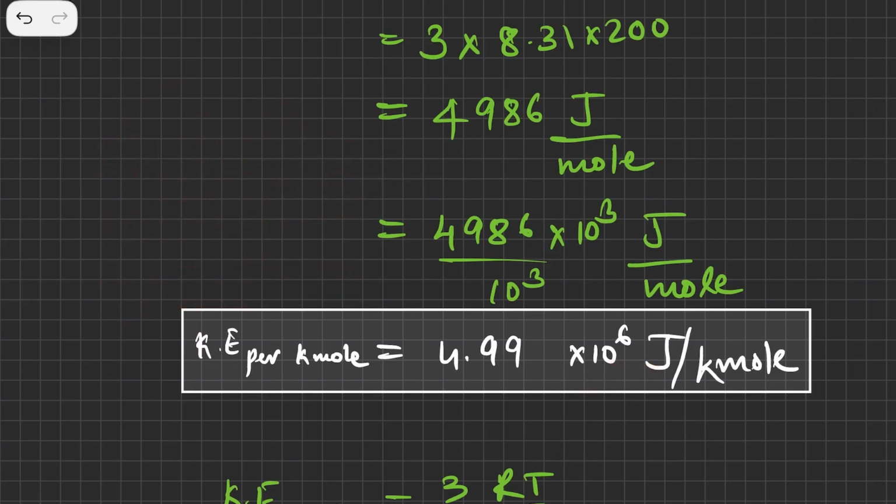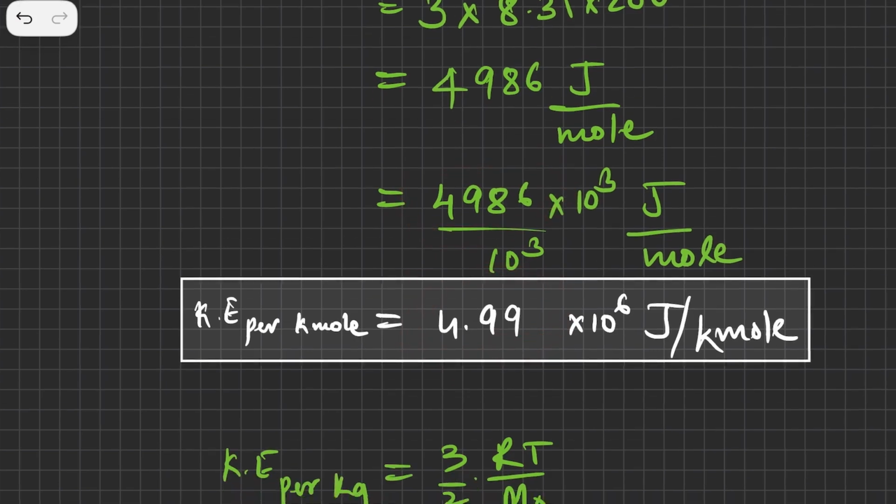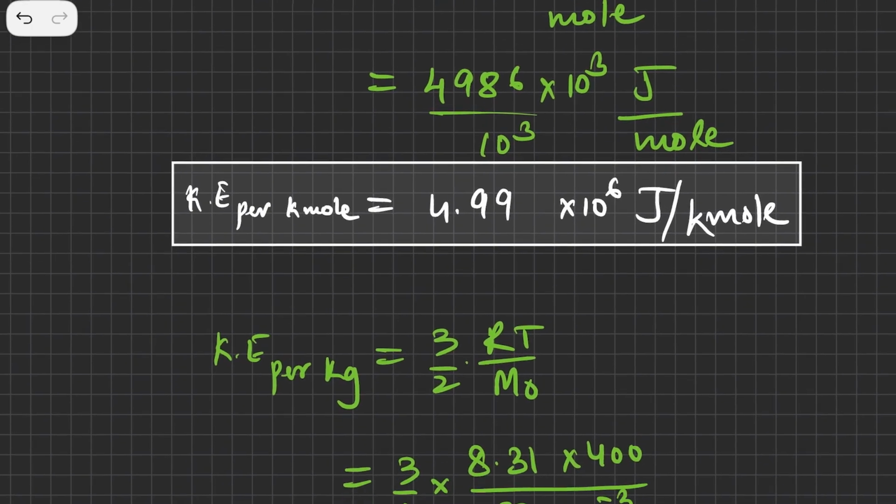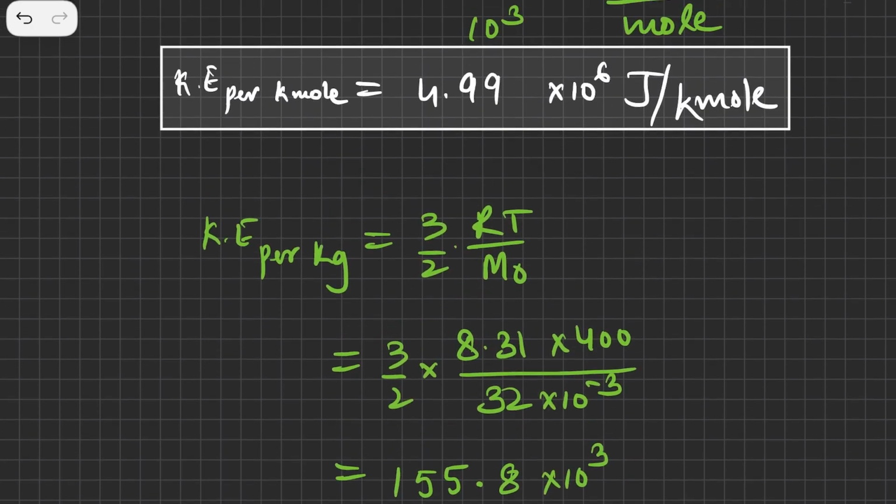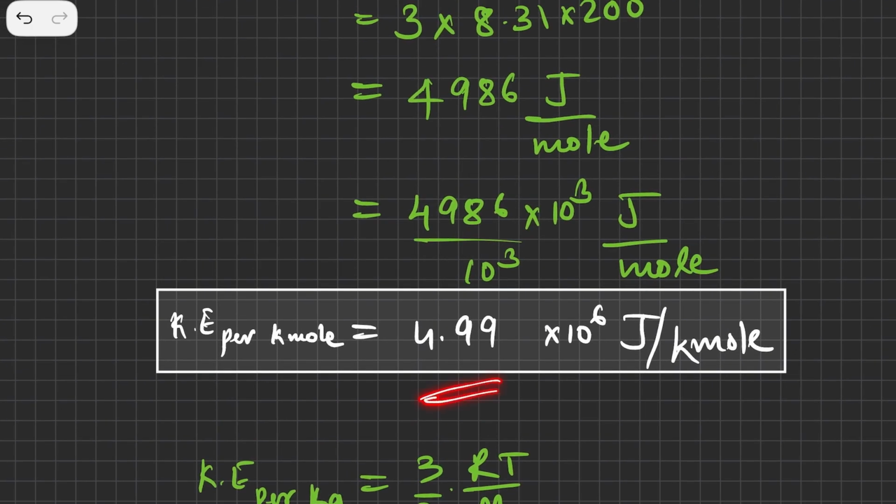Now again, if you are not so mathematically inclined and if your board does not require these stuffs, then you can stay put till this answer, and yes, definitely you're supposed to convert that in kilojoules. But if you do not convert it to 3 digits, 4 digits is fine, in case your board is not demanding such perfect calculations. Okay, so this is what 4.99 into 10 raised to 6 joules per kilomole is.